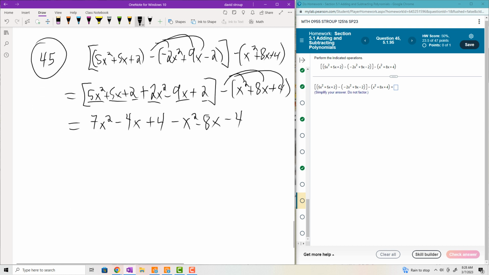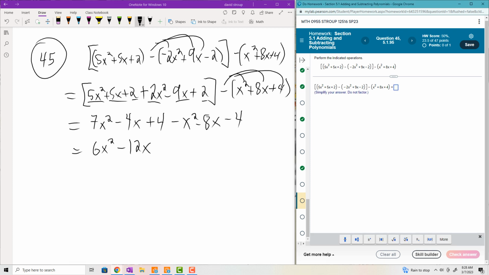And then combine like terms again. So 7x squared minus 1x squared is 6x squared. Negative 4x minus 8x is minus 12x. And then 4 minus 4 is 0, so you just get 2 terms, a binomial with degree 2 of x.